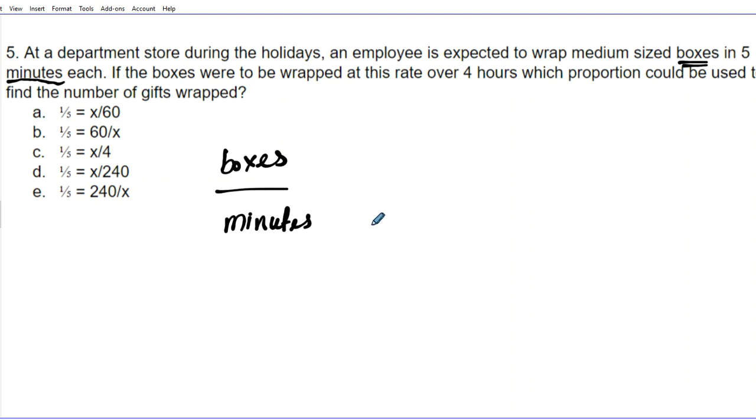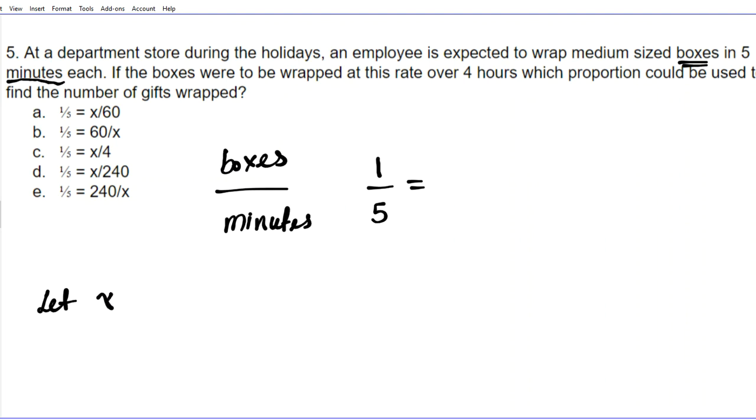Now, let's set up the first ratio. It's 1 box per 5 minutes. So every 5 minutes you have 1 box. So 1 box for every 5 minutes. Okay? And then the question is, find the number of gifts wrapped, the number of boxes in 4 hours. Okay?